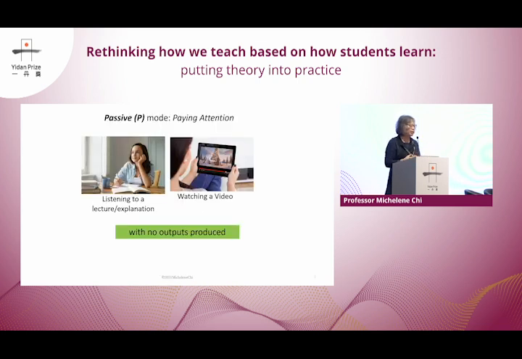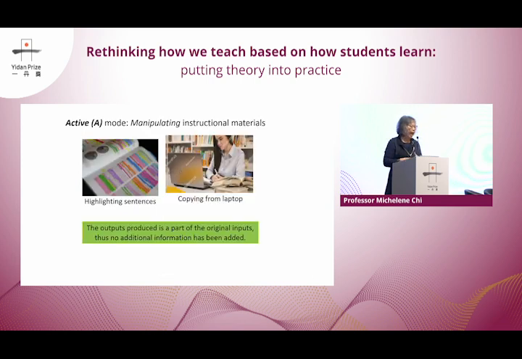When you're in passive mode, you're really paying attention, such as listening to a lecture or watching a video, and you produce no outputs. Unfortunately, this is the mode most instructors try to achieve, just to have students pay attention. The next mode is the active mode, and the defining characteristic is that you manipulate instruction materials without producing anything. What do I mean?